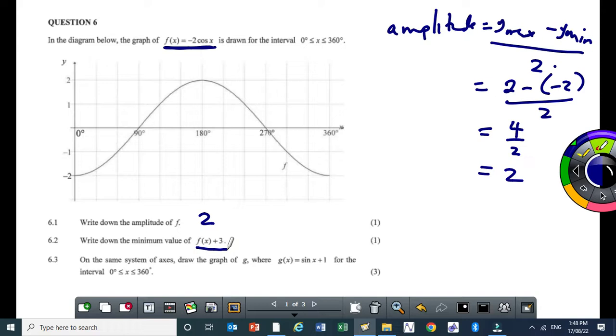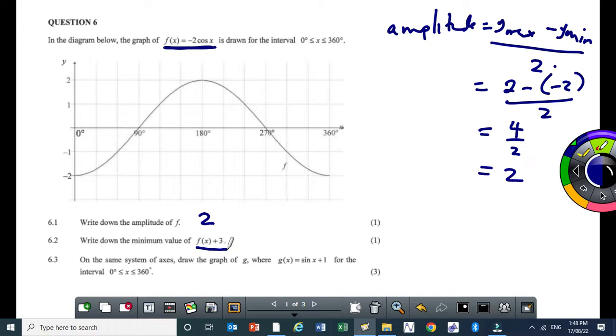So we are moving this graph here by 3 units. It's also the same as what he said: we are adding 3 to the y values. The y value at the minimum here, you add 3 to it, you get a positive 1. And if you add 3 to that 2 there, you get a 5. So the minimum becomes positive 1 over here, and the maximum becomes a positive 5 at the top.